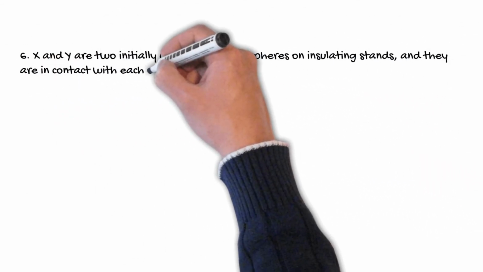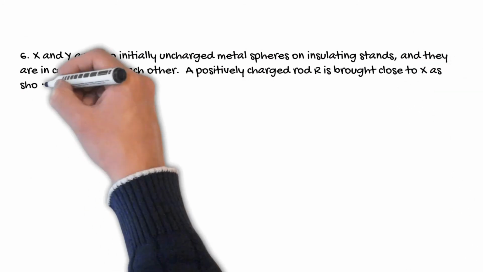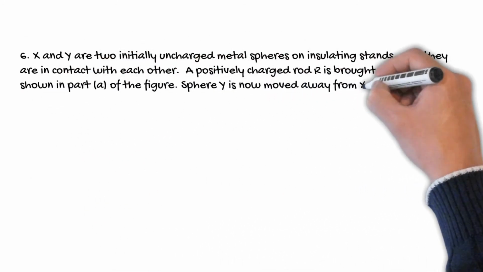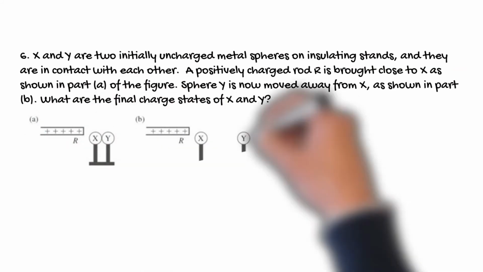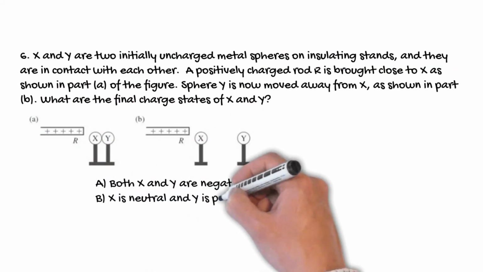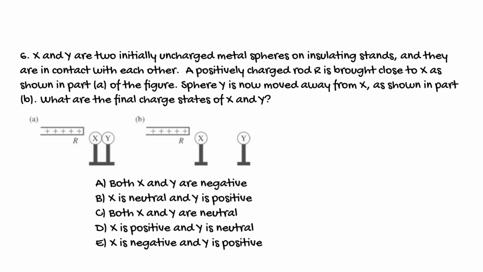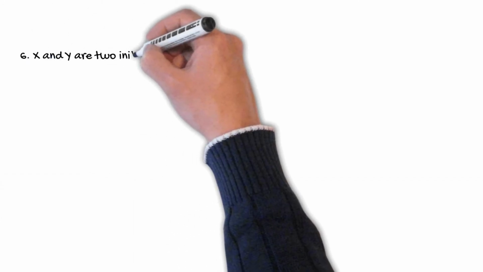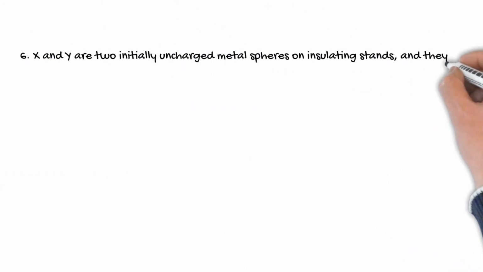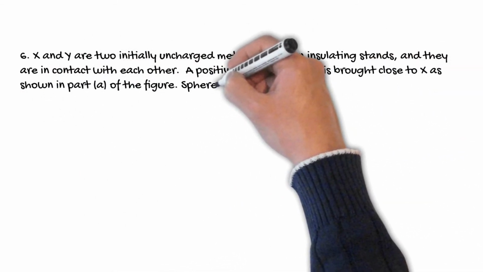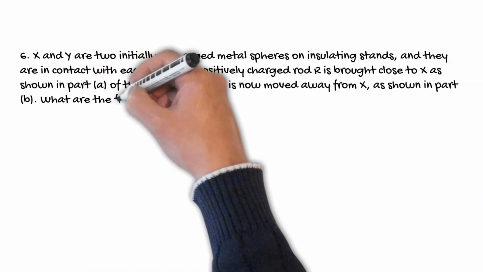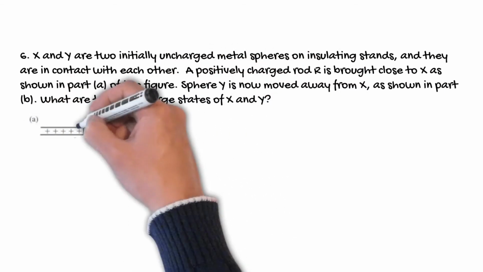Now, X and Y are two initially uncharged metal spheres on insulating stands, and they are in contact with each other. Now, a positively charged rod R is brought close to X as shown, and then we have to find out the nature of the charges on the two spheres, X and Y.